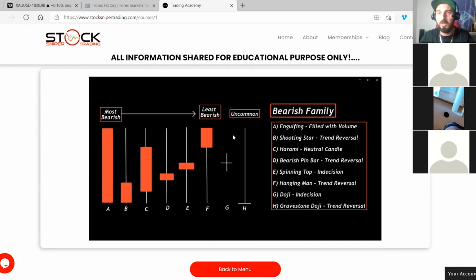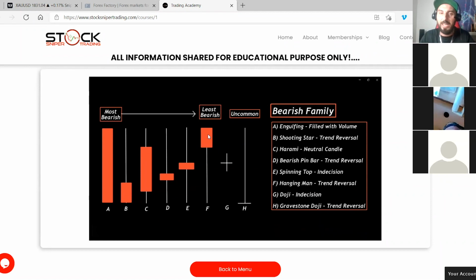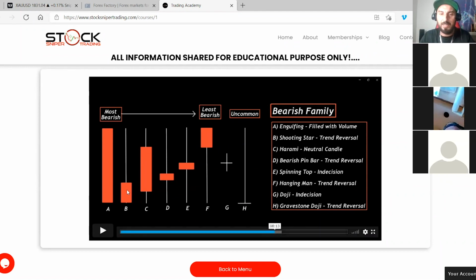So that's kind of what we're looking for, okay? And then least bearish over here. Remember on the bullish candle, we had the inverted hammer. So this one looks like this one, a shooting star upside down. It's called a hanging man, okay?